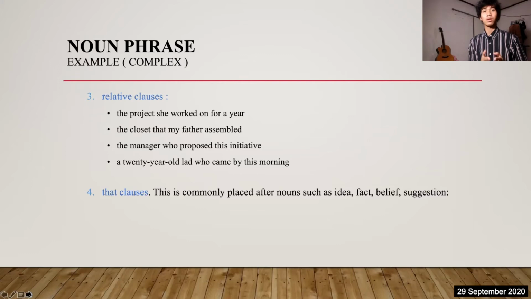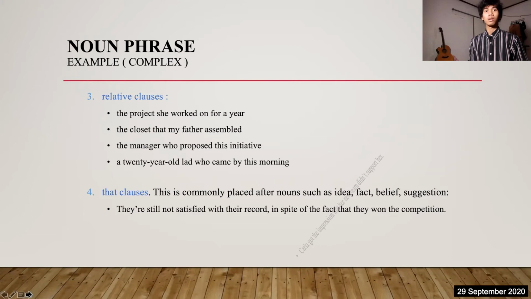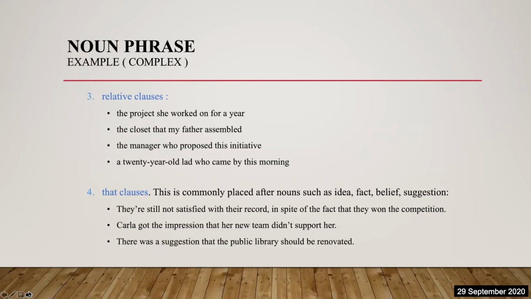The clauses are commonly placed after nouns such as idea, fact, belief, and suggestion. Examples of that clauses are they are still not satisfied with their record in spite of the fact that they won the competition. Carla got the impression that her new team didn't support her. There was a suggestion that the public library should be renovated.